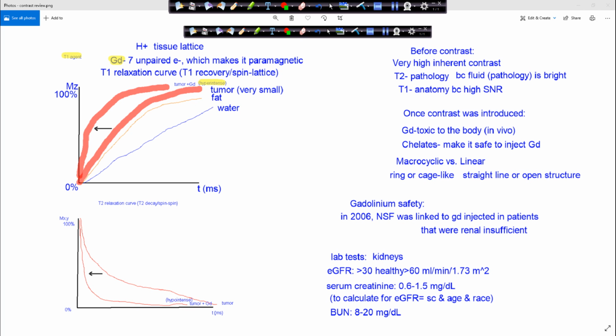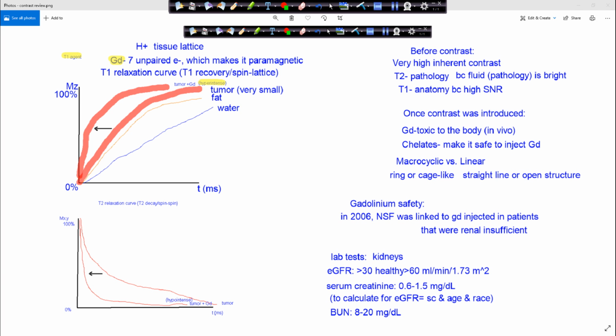Quickly review what we went over last week. So the contrast agent that we use in MRI is what? Gadolinium. What's our atomic number for gadolinium? 64. How many unpaired electrons do we have? 7. So make sure you know all these for the test.